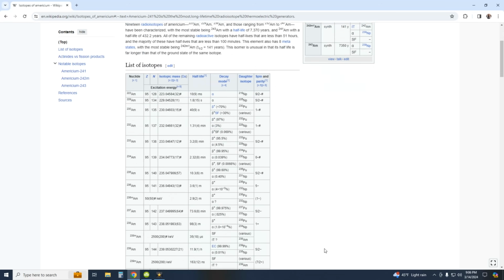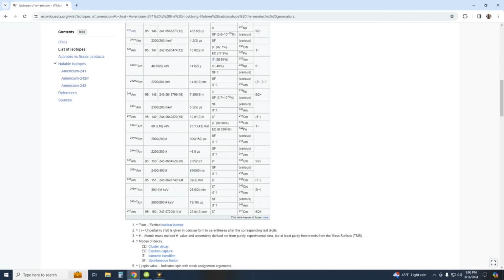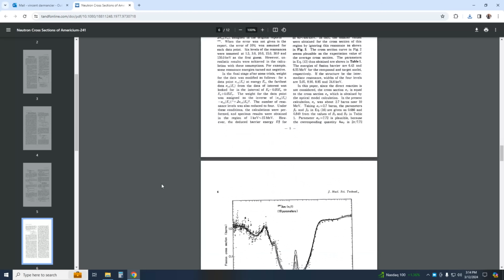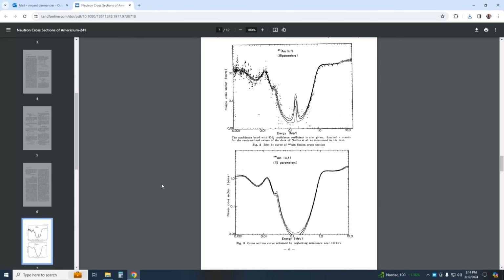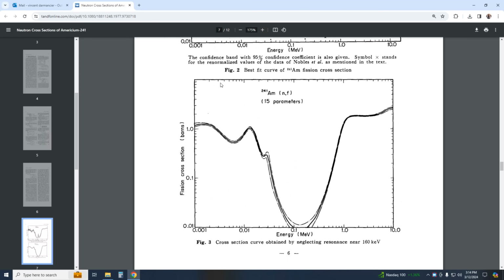Americium has 33 known isotopes with half-lives ranging from nanoseconds to over 7,000 years, but the most common isotopes are americium-241, 243, and 242. As a general rule, actinides with odd numbers of neutrons can fission, so americium can be burned in fast breeder reactors. It is said to be fissionable.